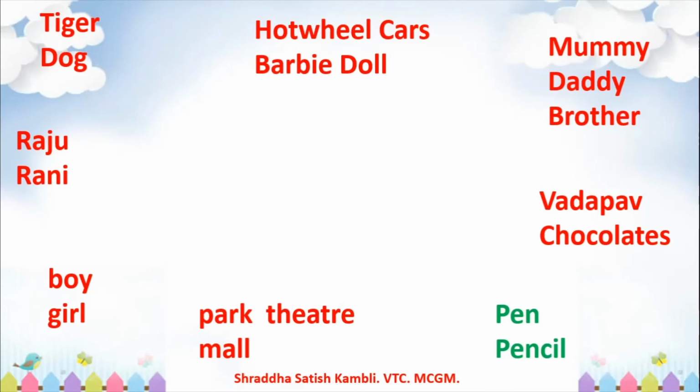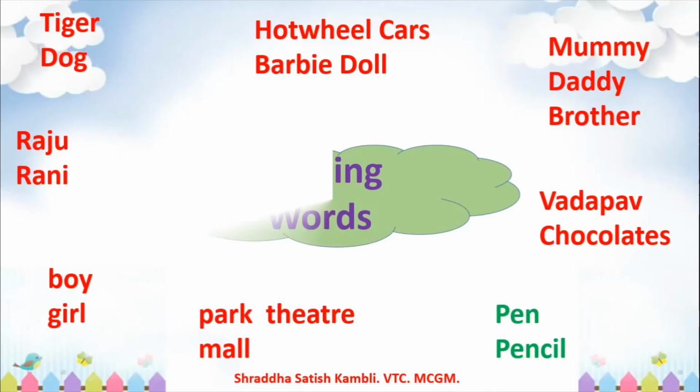So if you look at the screen here in front of you, you will see names of animals, names of people, names of places, names of things, names of food, names of relatives, okay, and also names of toys. All these are what, children? They are all naming words. Okay, so now we know what naming words mean.